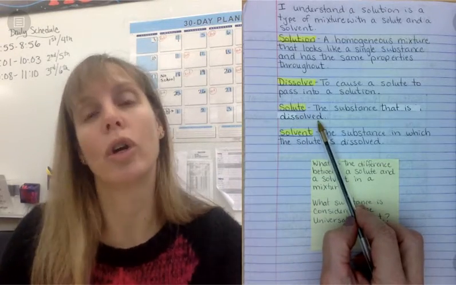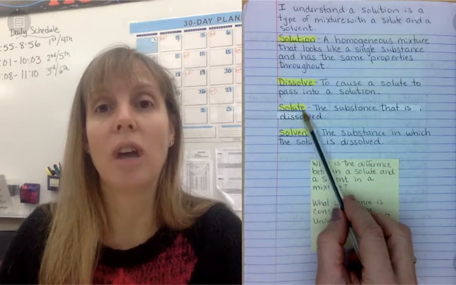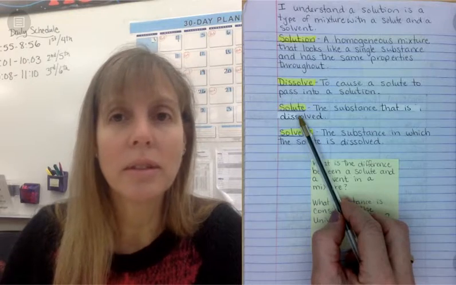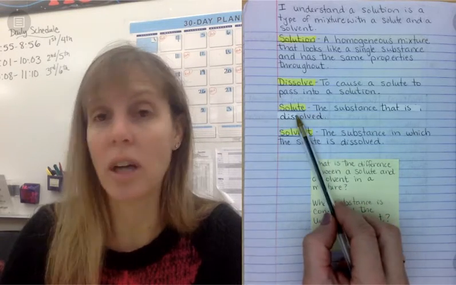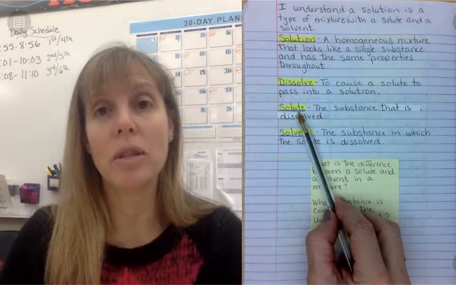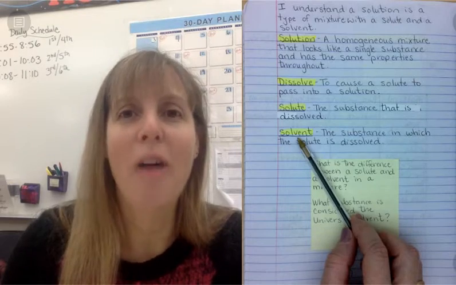So if I'm going to put sugar in water, the sugar is what dissolves, and so the sugar is the solute. If I'm going to put salt in water, the salt dissolves. It's doing the dissolving. It is dissolved. The salt is the solute. Well, so what do you call the other part of a solution? You call it a solvent. Say it with me, solvent.